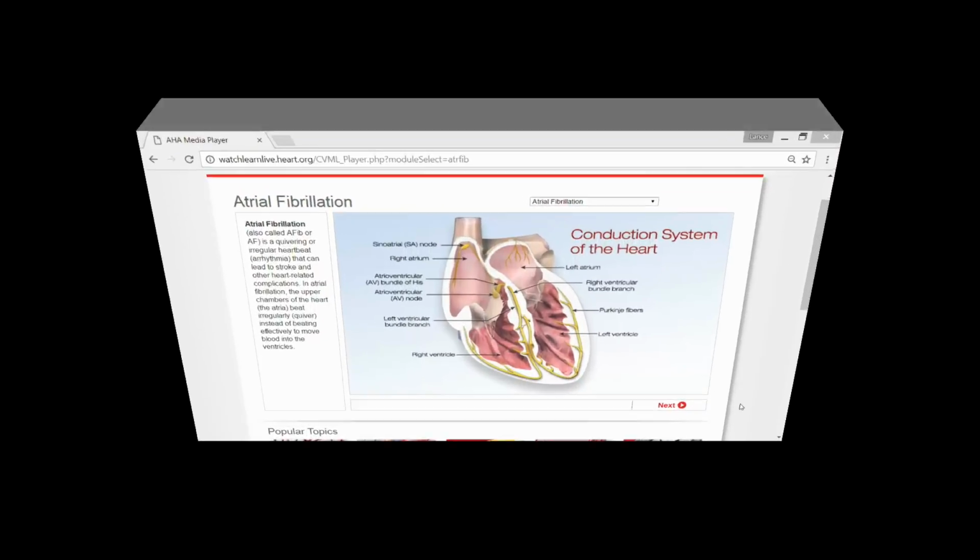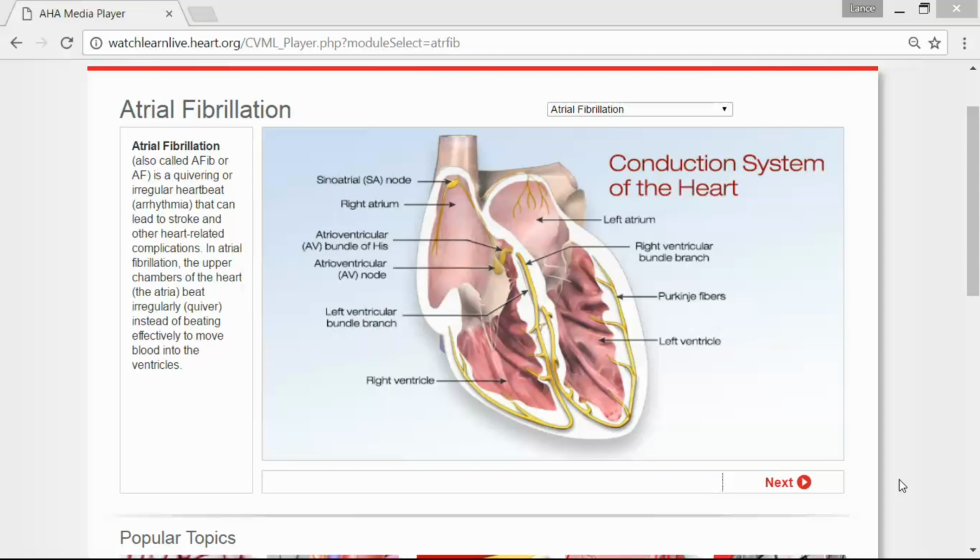Hey, this is Lance, and today we're going to talk about atrial fibrillation, also known as AFib or AF. This is when there's some quivering or irregular heartbeat, also known as arrhythmia, that can lead to stroke and other heart-related complications. In atrial fibrillation, the upper chambers of the heart, or the atria, beat irregularly and quiver instead of beating effectively to move blood into the ventricles.